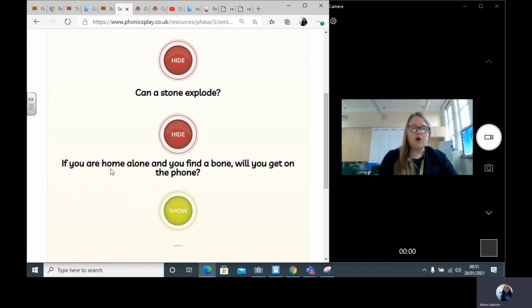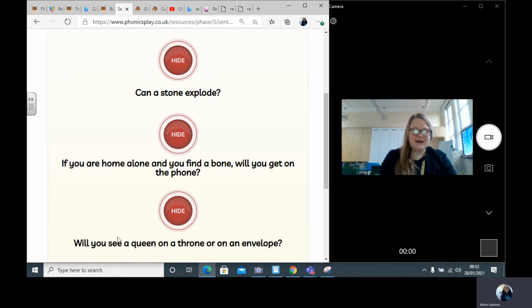If you are home alone, and you find a bone, will you get on the phone? So if you were home and nobody else is there, would you find it strange if you found a bone and then ring somebody and say, I found a bone in my home? Okay, you might do, it depends. It might be a bone that should be there. We don't know. Might be a bone from your dinner.